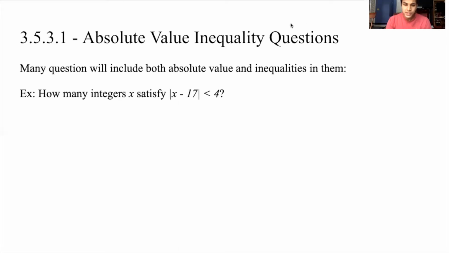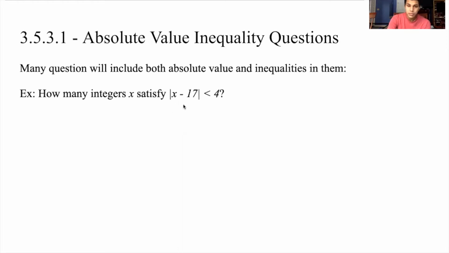So the first thing we need to talk about is absolute value inequality questions. They're basically just questions that combine both absolute value and inequalities. An example of this would be: how many integers x satisfy the absolute value of x minus 17 is less than 4? In order to solve these questions, we just need to use the concepts that we already know, and then use the inequality to figure out what the question is asking and what our answer is. So let me show you an example of how to solve this one.